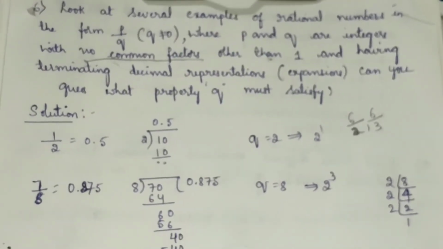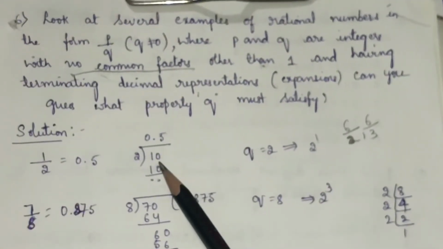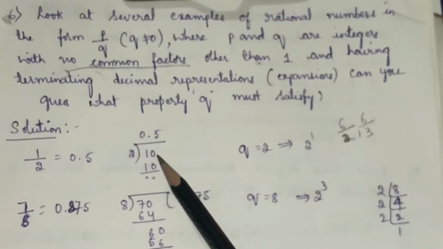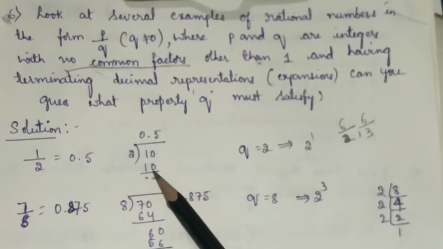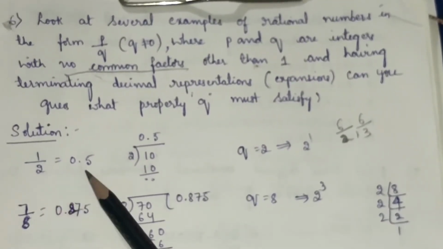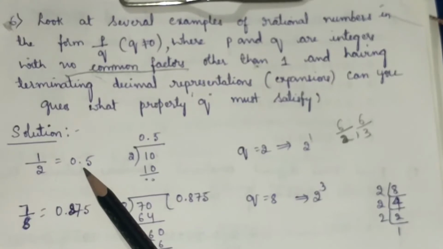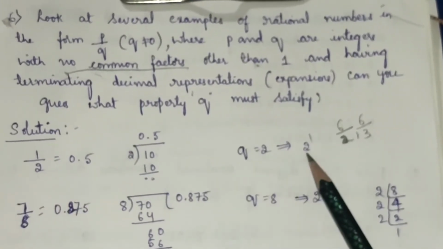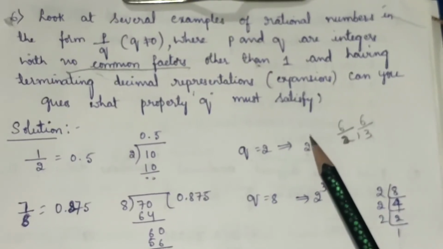Let us see how it behaves. Take 1 by 2 and divide. 1 by 2, it is not possible, so I have taken 0 point and it will be 10 then. 2 5s are 10. It is 0.5. When you divide 1 by 2, you will get 0.5 as a quotient. Here q is 2. q can be written as 2 to the power of 1.